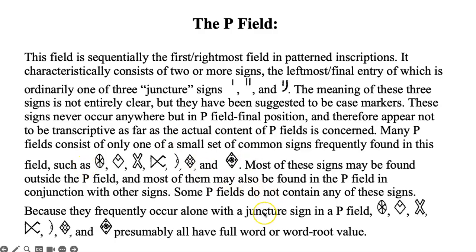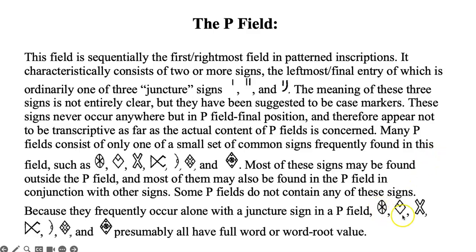All right. And most of them, because they frequently occur alone with a juncture sign in a P field, these 7 signs presumably all have full word or word root value. Now again, how do we conclude this? Well, remember our arguments from lecture 3 concerning the diamond chevron sign plus the double tick sign, which occurs all by itself on many occasions. From that we concluded that the diamond chevron sign must be a logograph. It must denote a full word of some kind, and moreover a word of some importance in the context, because it occurs so frequently.